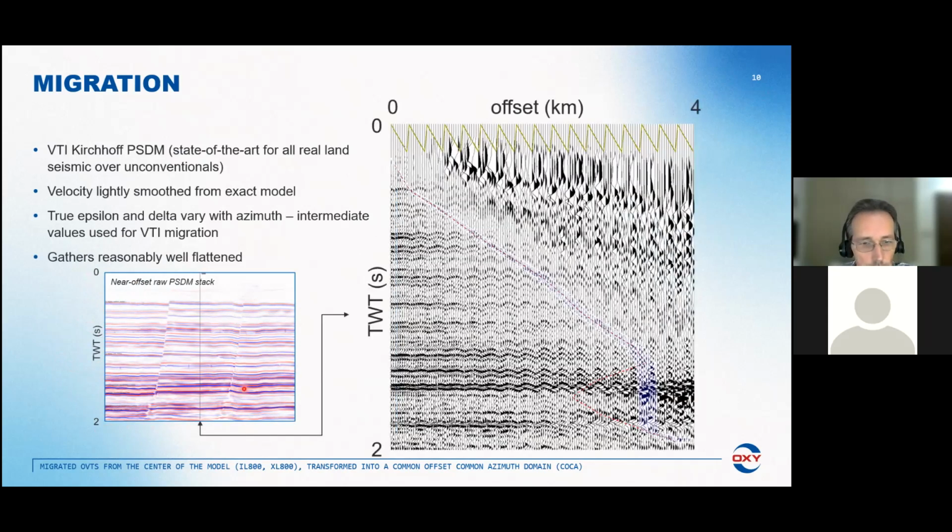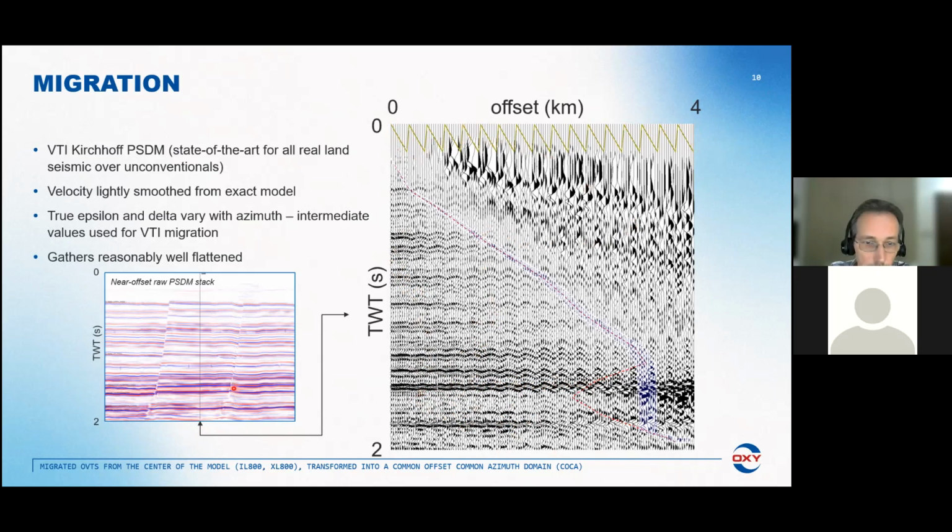And if we look, this is a line through the center of the model, in line 800. And if we look at a gather right in the middle, so that's the gather at the center of the model, this is sorted into, or transformed into, common offset, common azimuth, or COCA. So you go from near to far offset, 4 kilometers on the right, with varying azimuth in each offset plane. You can see that the azimuthal variation of travel time gets greater and greater with offset.